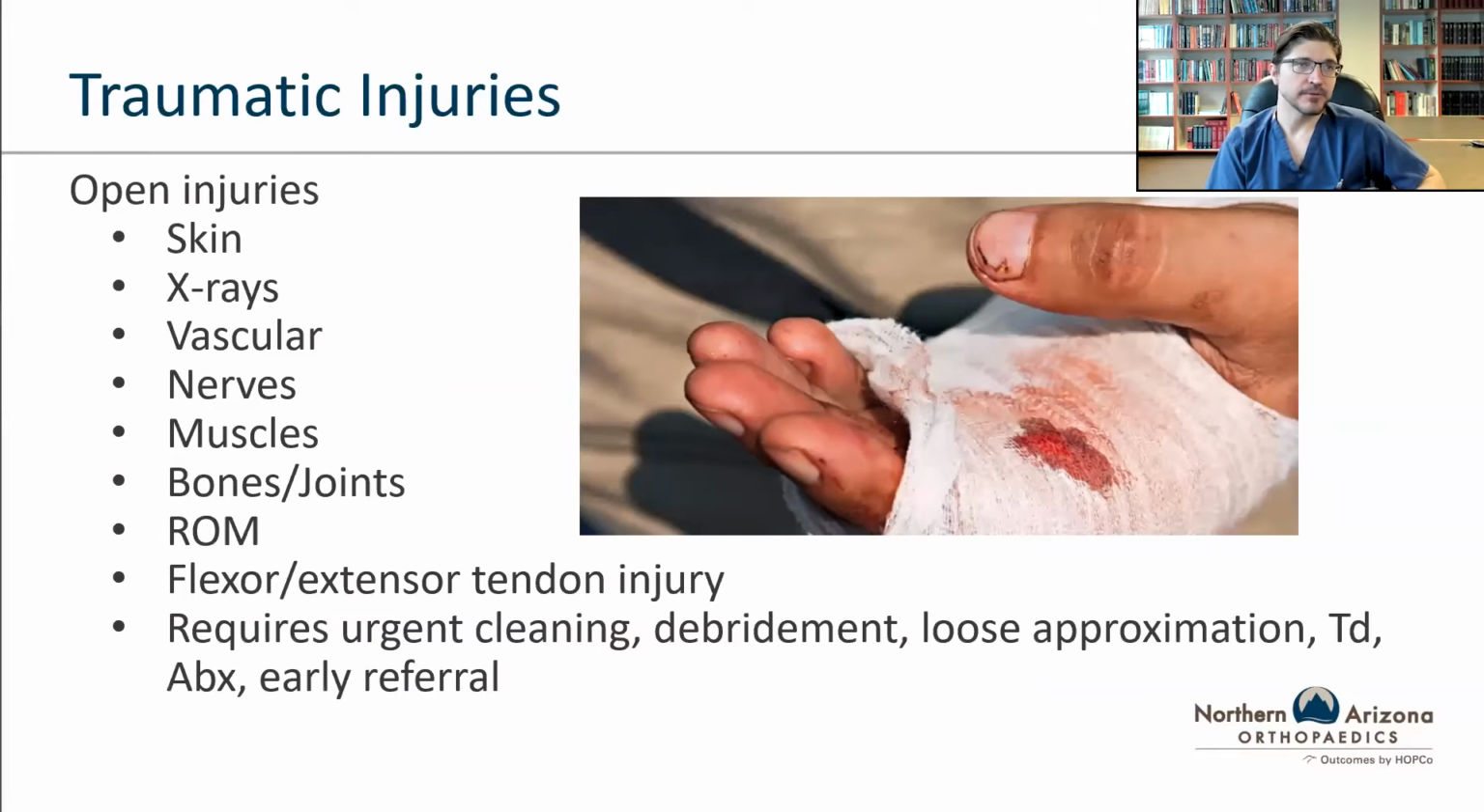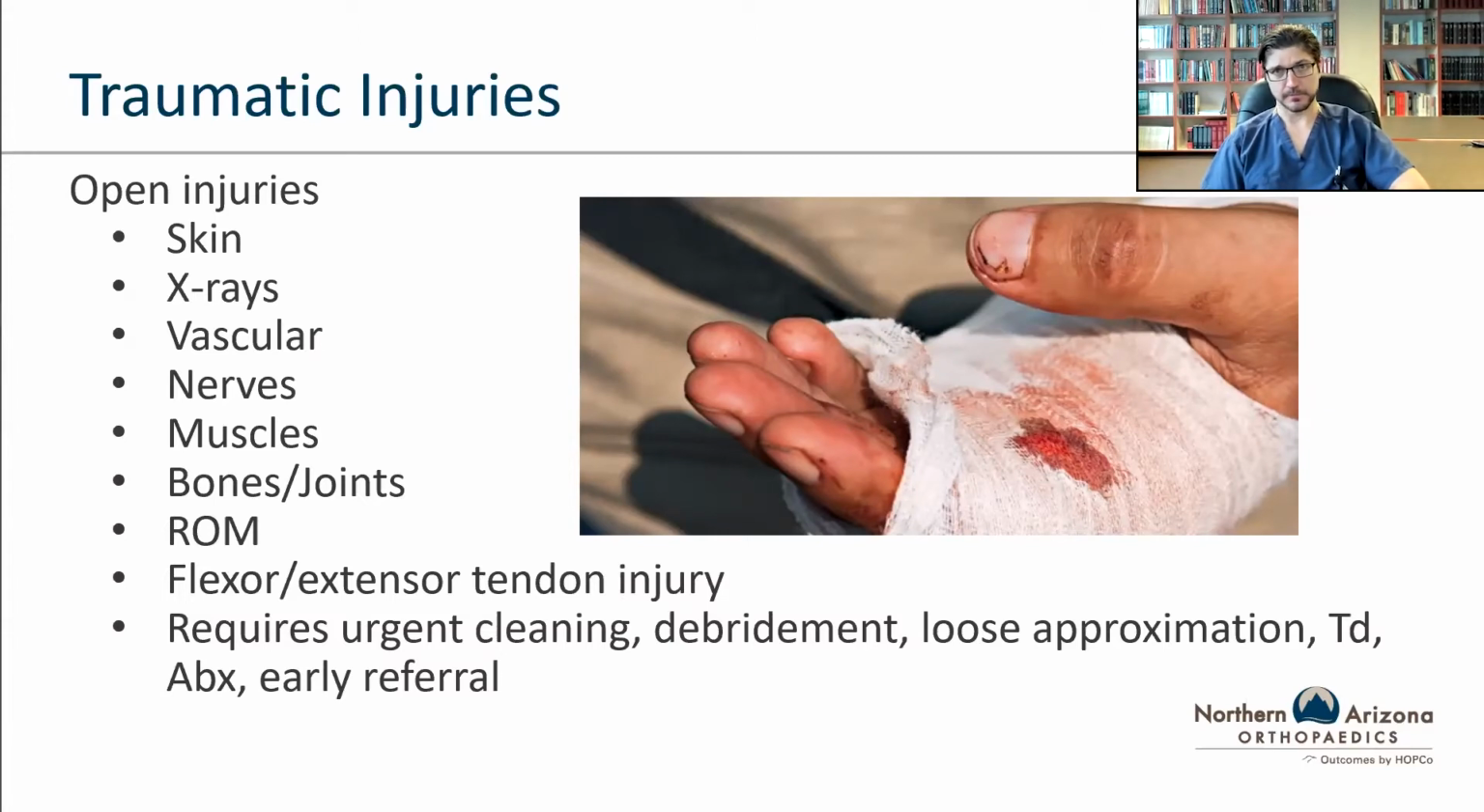Traumatic injuries are really common with hand surgery. These open injuries, which means there's a laceration, may just be superficial involving the skin, but occasionally they can result in injury to the nerves, blood vessels, tendons, muscles, bones, and joints. So we do a careful examination, including radiographs, to look at the full extent of the injury, the possible requirements for surgery, or whether or not this can be treated non-operatively.